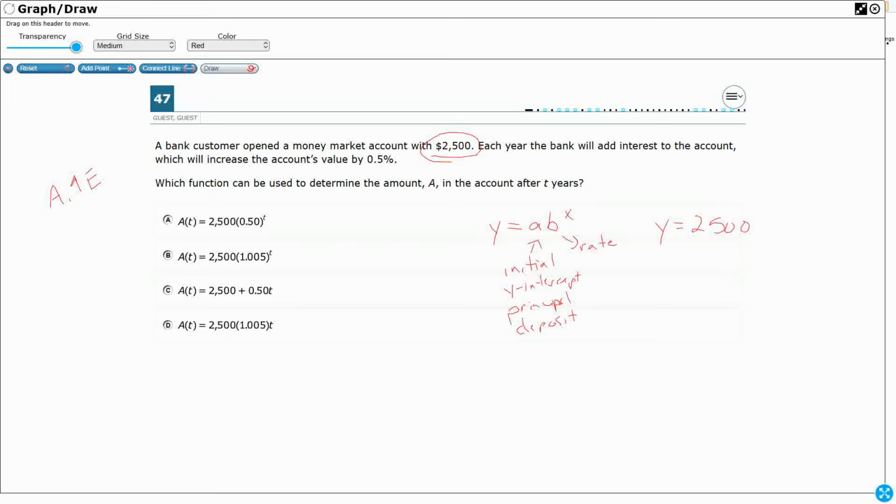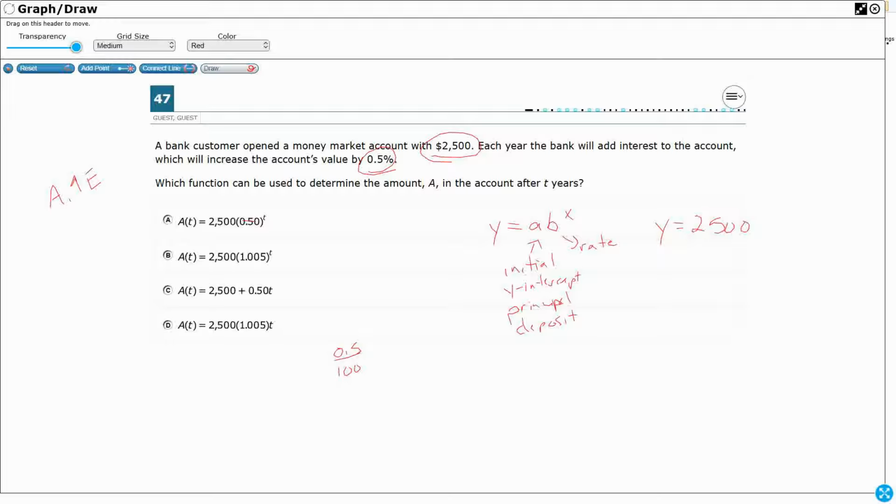Now, the b term is your rate. So decay rate or growth rate. Since it's a bank account, we're wanting to increase money. Okay, we're going to increase it by 0.5%. Now, we're not just going to put a 0.5 right there. That's not what we're going to do because this is a percent. So this is 0.5 hundredths.